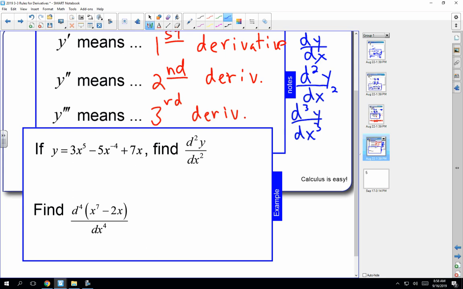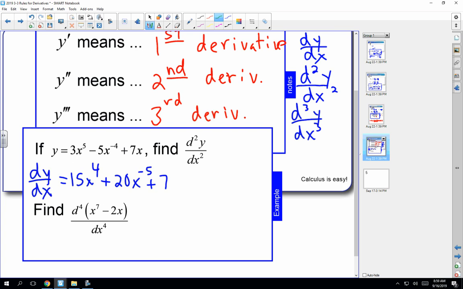So what this is asking for here is the second derivative, which you can call y double prime or d2y dx2. So first thing we're going to do is find dy dx here. And dy dx is equal to 15x to the fourth. And then negative 4 times that negative sign will give me a plus, and then times 4, 20x to the negative 5. Be sure to go in the right direction. You have to subtract 1 from the negative 4, and then plus 7. So that's my dy dx.